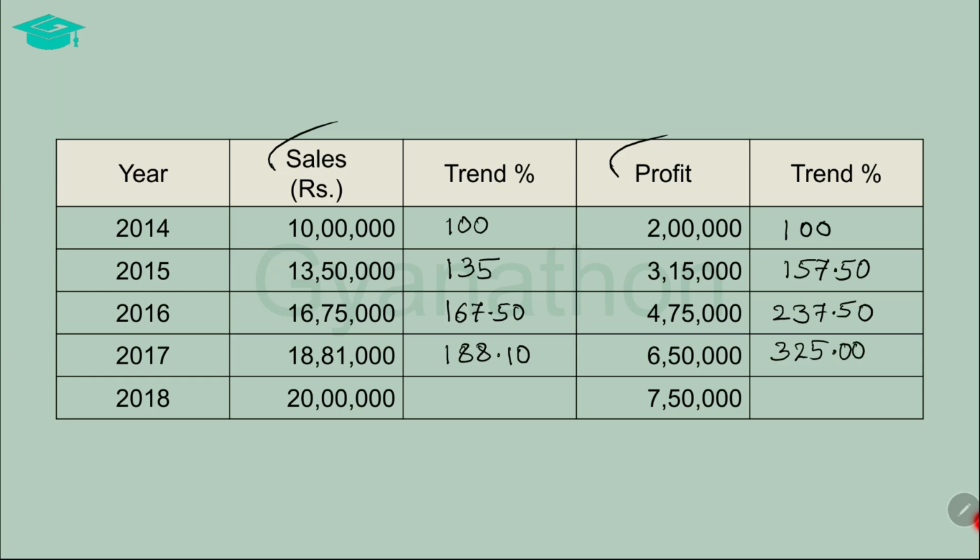For the year 2018, the trend percentage for sales will be 20 lakhs divided by 10 lakhs multiplied by 100, that is 200%. The trend percentage for profit will be 7.5 lakhs divided by 2 lakhs multiplied by 100, that is 375%.